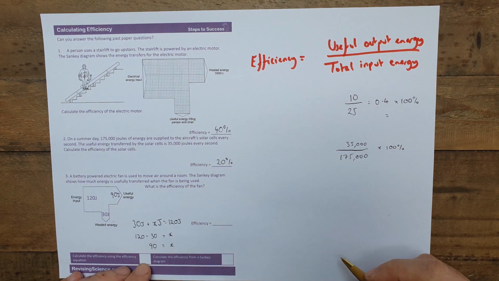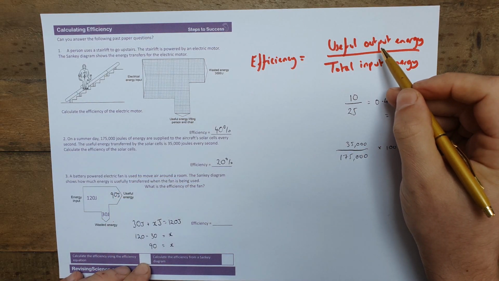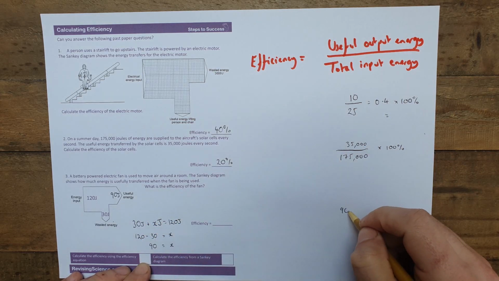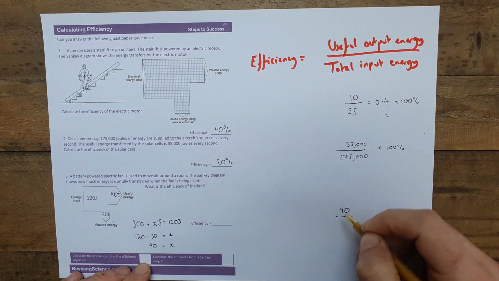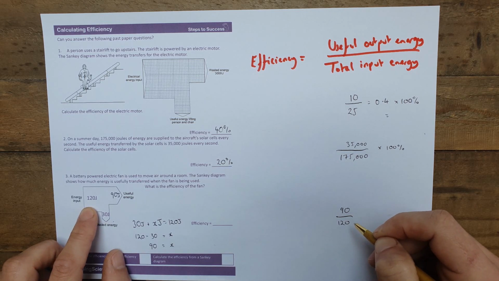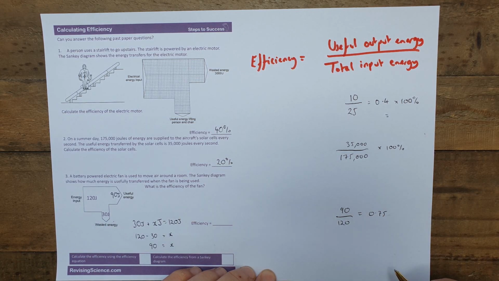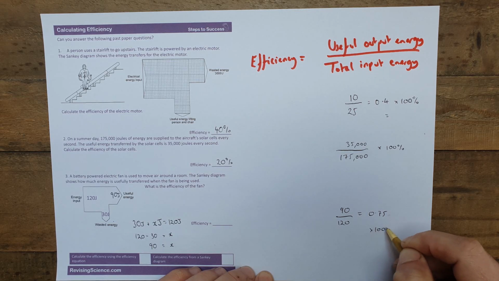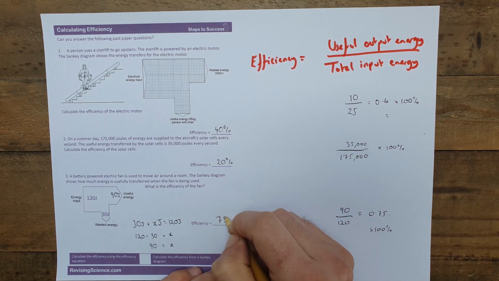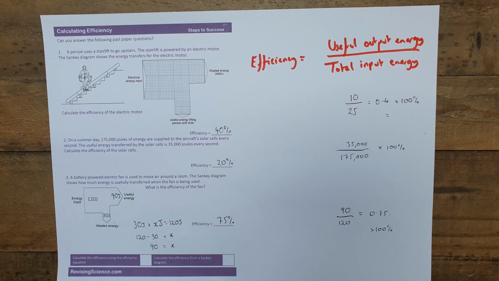We can now put these numbers back into the equation. So the useful output energy was 90, divided by the total input energy, which was 120, gives us 0.75. Timesing it by 100% gives us an efficiency of 75%.